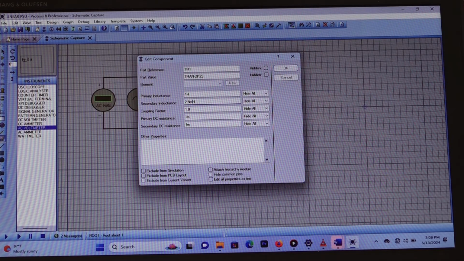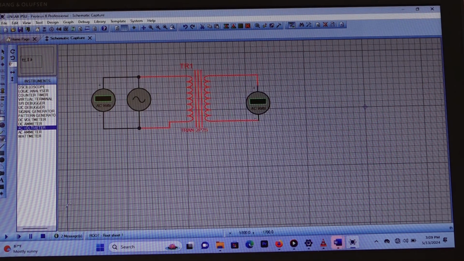If it is 15, you have to change the parameters. If it is 24, you have to change the parameters. If you want to step down 240 to 9 volts, you have to change what? Just one parameter, which is the secondary inductance. Take a note of that, because it causes a lot of challenges, especially if you forget. Okay, so now let me click OK, and then let me run the simulation.